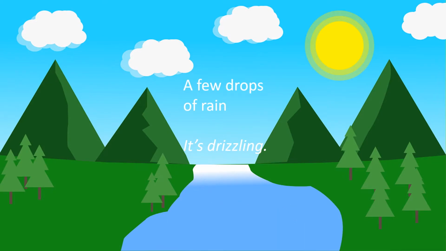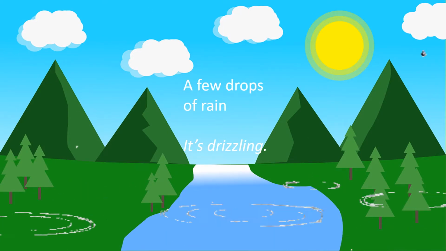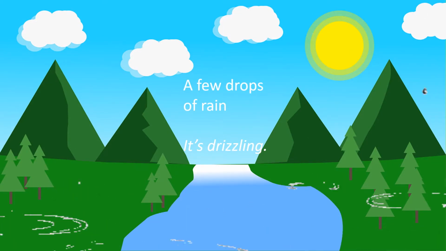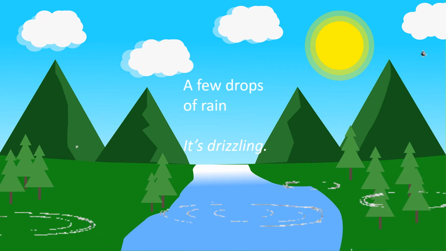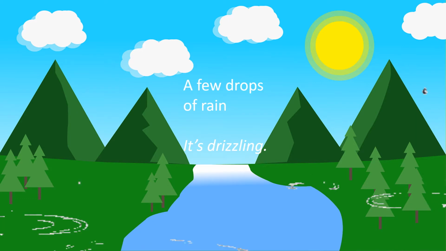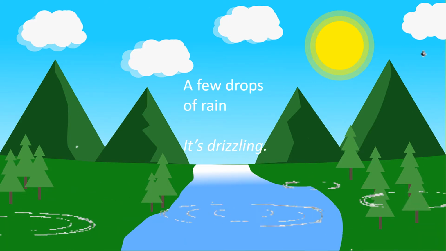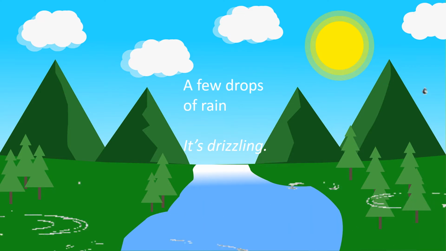Now looking at rainy weather, as you can see, we have a few drops of rain. When you have a few drops of rain, you could describe this as it's drizzling. This means you will not be very wet outside. You may or may not need an umbrella, and you wouldn't get extremely uncomfortable in this weather.